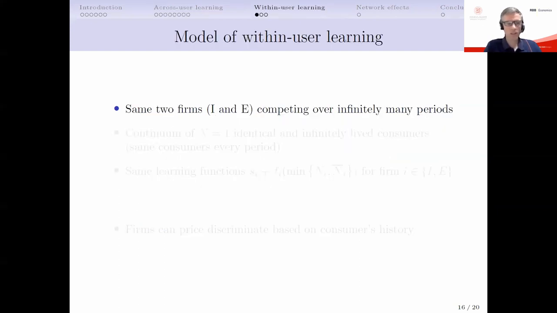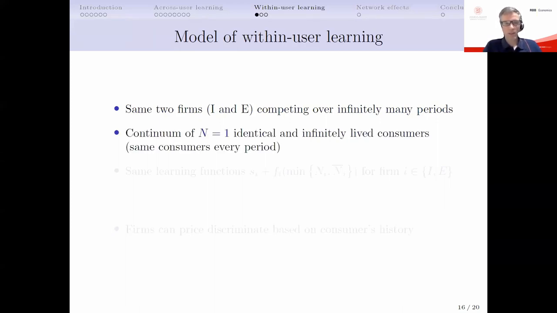Okay, so that's across user learning. I'm going to switch now to within user learning. This is the case where you're learning from a specific user's repeated experience of consuming a product. It's the same model setup, in the sense of the same two firms competing over infinitely many periods. Here we're going to focus on the case where the consumers are the same consumer every period, so identical and infinitely lived consumers.